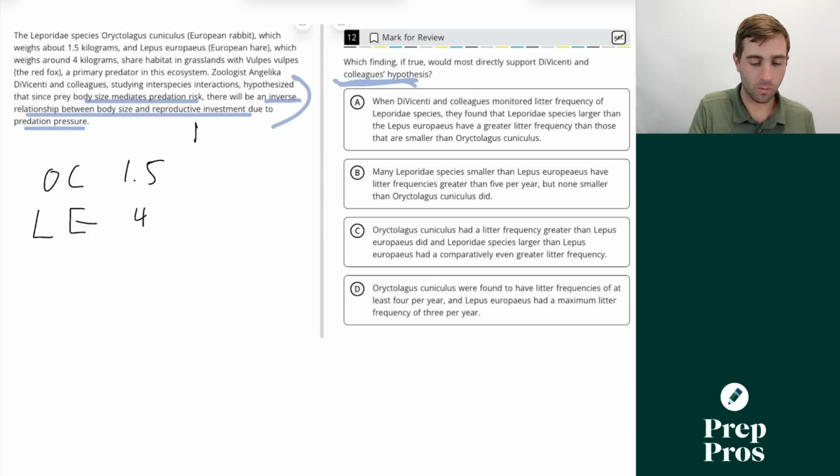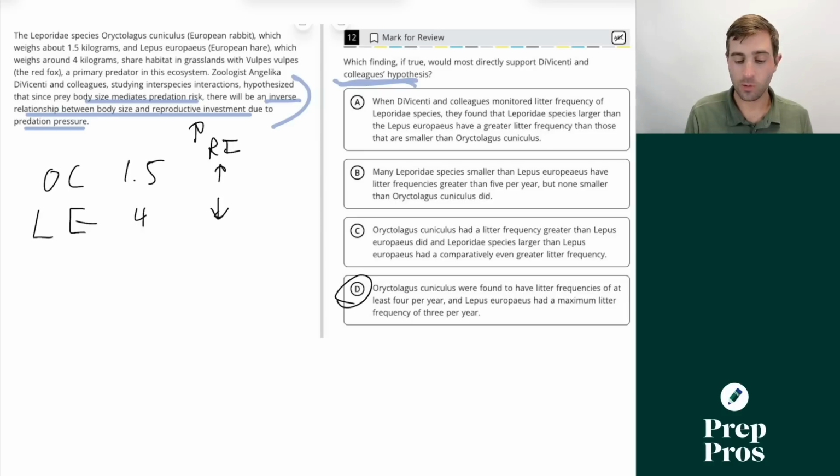Well, now, what's the relationship that we should see here? If there's an inverse relationship between body size and reproductive investment, that means the smaller ones should have a greater reproductive investment than the bigger ones. They should have comparatively less. Once we've done that, we're able to unpack these passages and find the right answer a lot more easily.